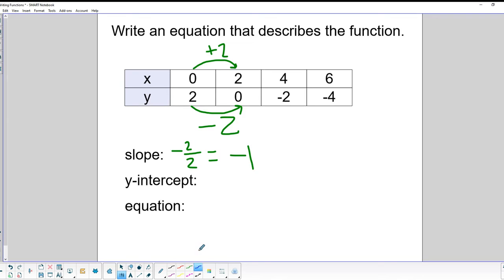Now I'm going to find my y-intercept, so I look for the 0 in the x column, and then find the y value that goes with it. And the y value that goes with that x value of 0 is 2. So that's my intercept. So my function, when I write it out, would be y equals negative 1x plus 2.